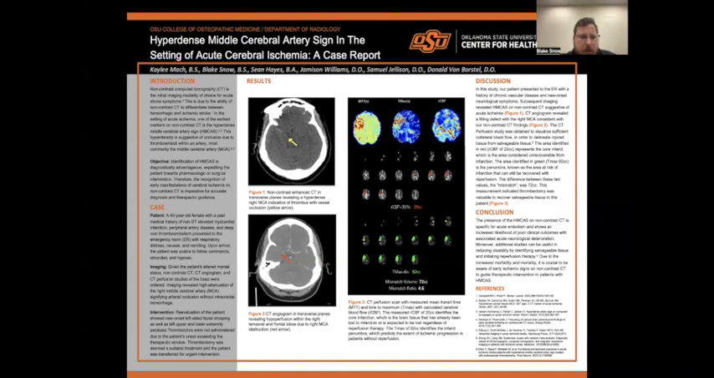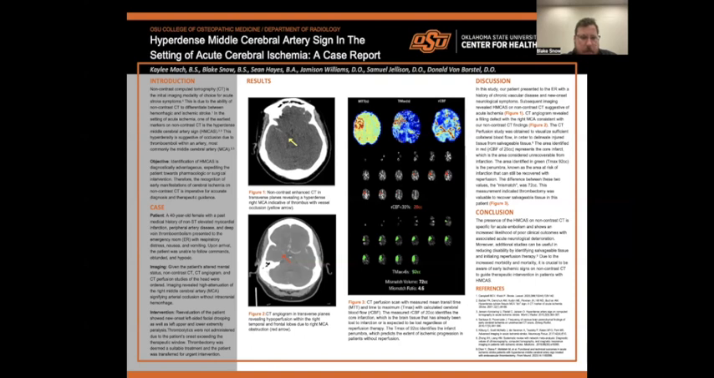Given the patient's altered mental status, non-contrast CT, CT angiogram, and CT perfusion studies of the head were ordered. Imaging revealed high attenuation of the right middle cerebral artery, signifying arterial occlusion without intracranial hemorrhage. Reevaluation of the patient showed new onset left-sided facial drooping, as well as left upper and lower extremity paralysis.